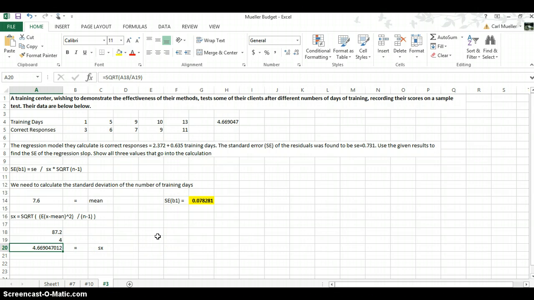So back to our final question. The purpose of our problem today is the standard error of the regression slope. So we have all the information we need. As you can see, we have our SE. So we're taking 0.731 and dividing by the standard deviation, which is this number, 4.669, times the square root of A19, which is our n minus 1. So do all that together, and our standard error of the slope is 0.078281. We just hope this helps, and just let us know if you have any questions along the way.